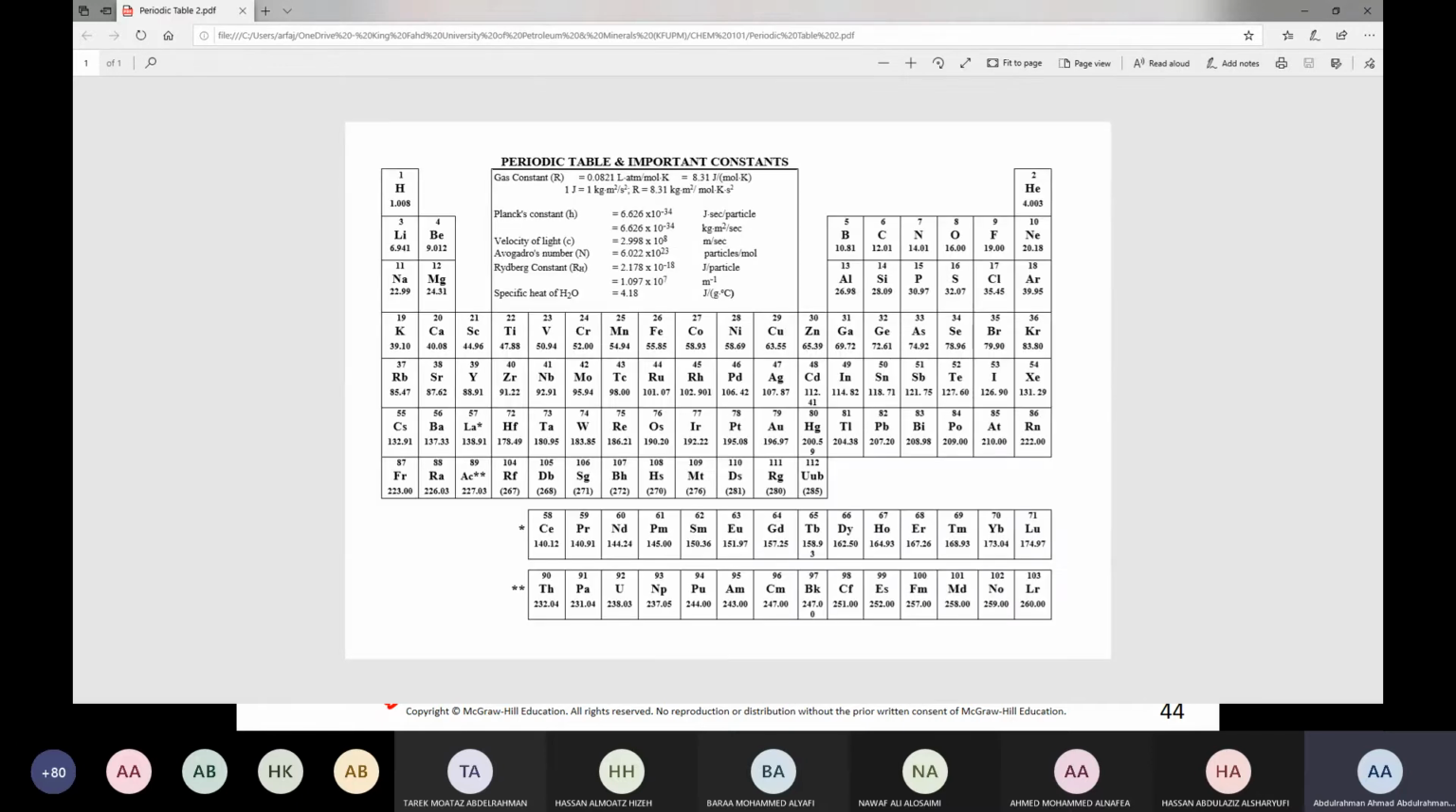Okay, what do you see here? The periodic table. Can you see that? Yes, doctor. Very good.